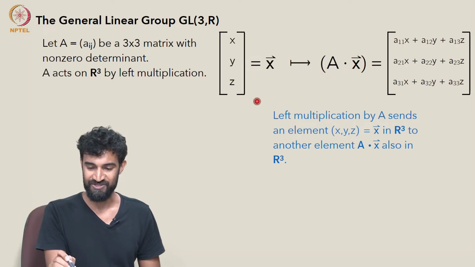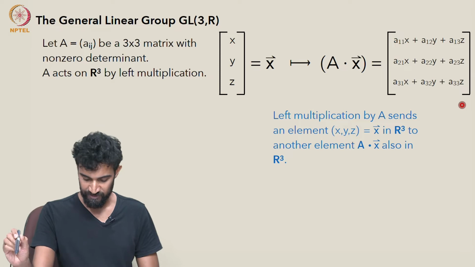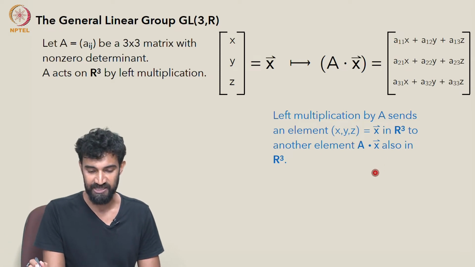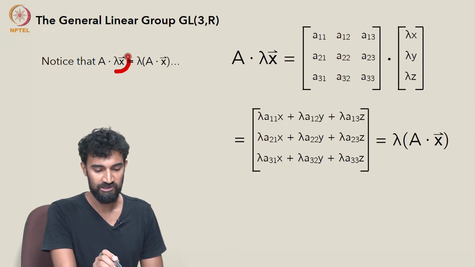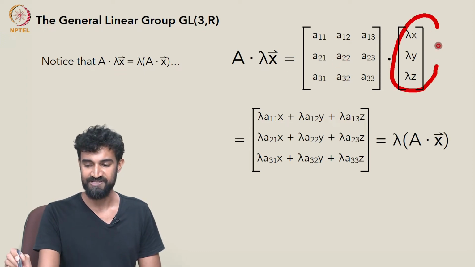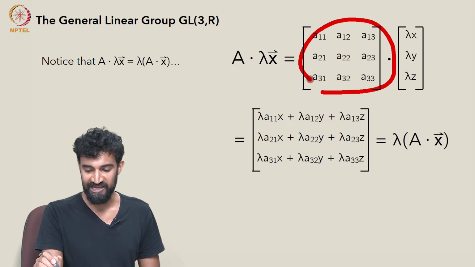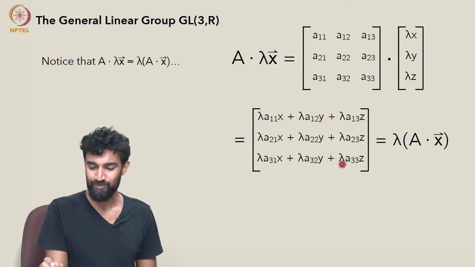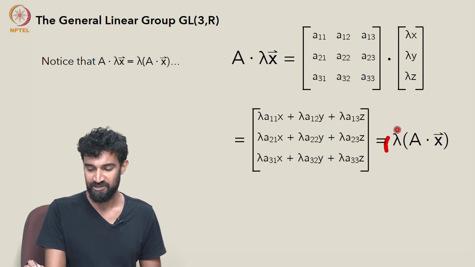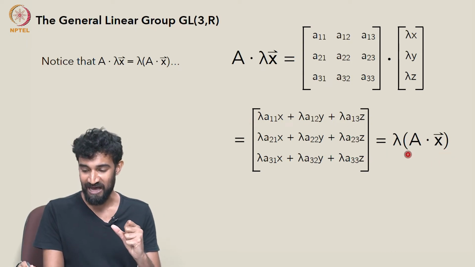Writing it another way, x goes to Ax. This vector goes to this vector. That's what the action of A does. But notice something. If we take the vector lambda x, what does A send lambda x to? Lambda x is lambda x, lambda y, lambda z. If we multiply it on the left by A, you can work out the product. It's very similar to what we had earlier, but with these lambdas now. We can pull those lambdas out because there's a lambda in every single entry. And this is lambda times A dot x.